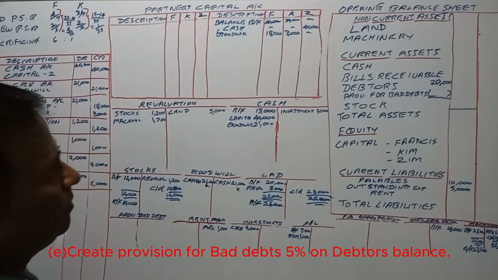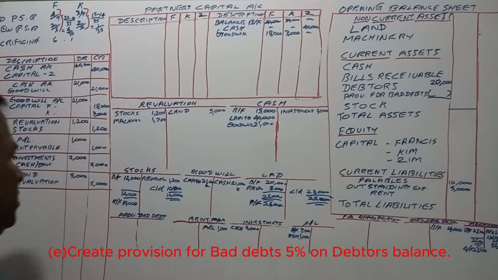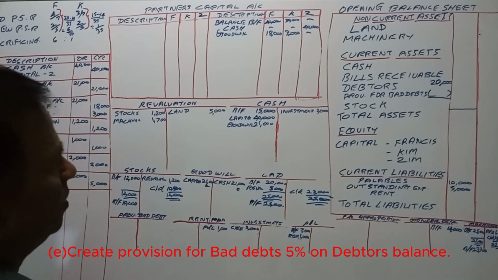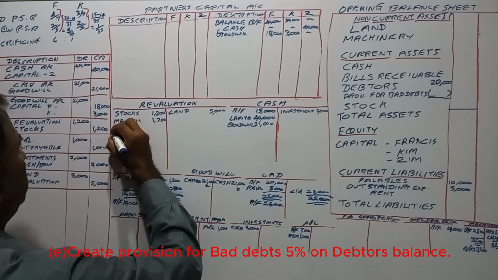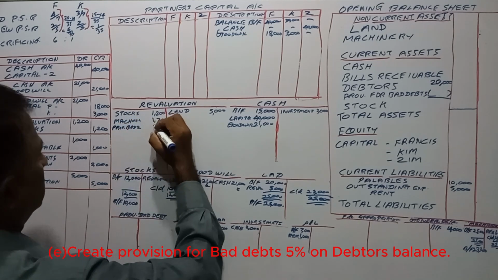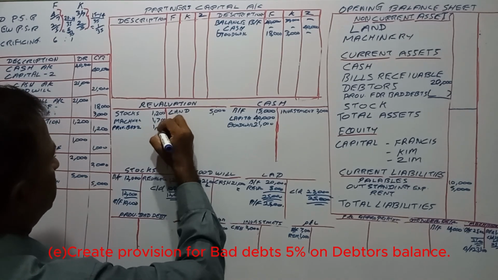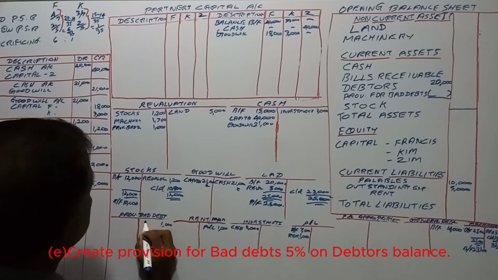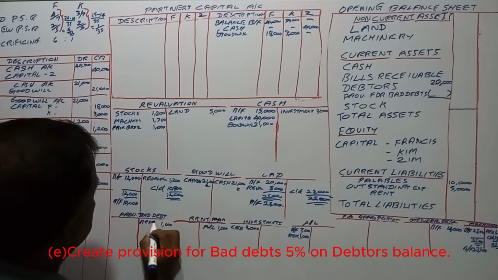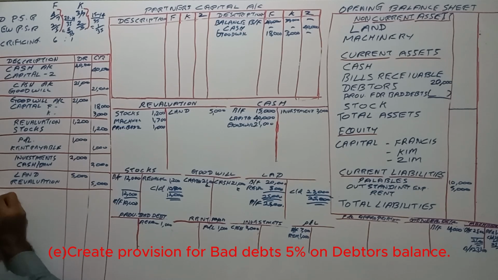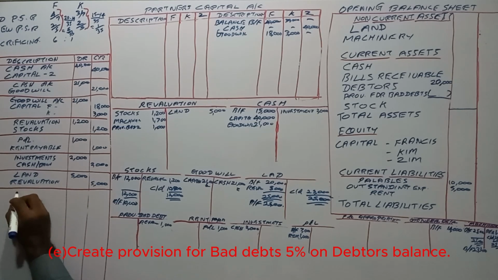What is the debtors balance? Debtors balance is 20,000. 5% is 1,000. Provision for bad debts. Revaluation account debit provision for bad debts. How much? 1,000. Provision for bad debts account credit revaluation account 1,000. Right? Then eighth is revaluation account debit.